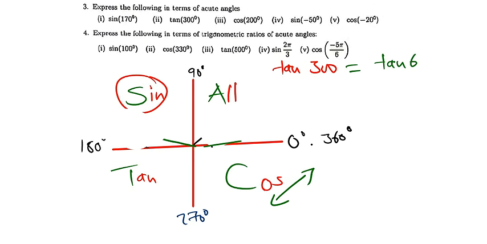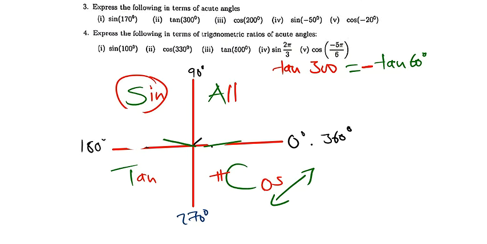60. Now, what determines the sign is where you are. In this quadrant only cosine is positive, so it's going to be negative tan 60. Okay, implying that tan 300 is going to give you a negative answer, negative tan of 60. Okay, that's very, very important.